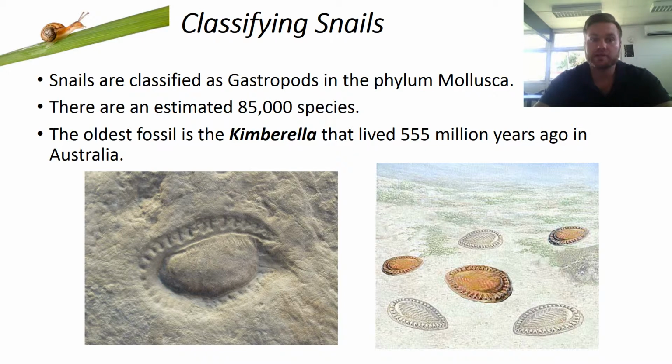So snails are classified into a class called gastropods, which sits inside the phylum Mollusca. And there's 85,000 species of gastropods, which means it's about the second most abundant of our animal species. The oldest fossil is called the Kimberella, and it lived 555 million years ago in Australia and Russia.